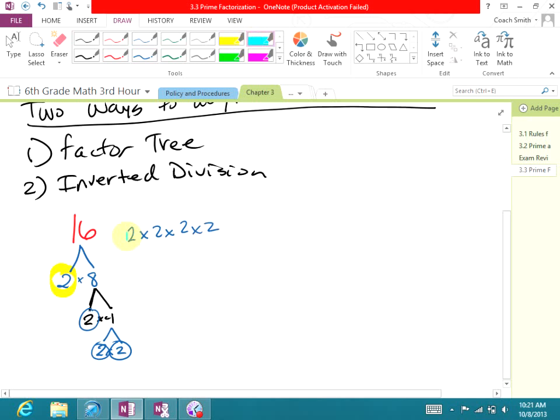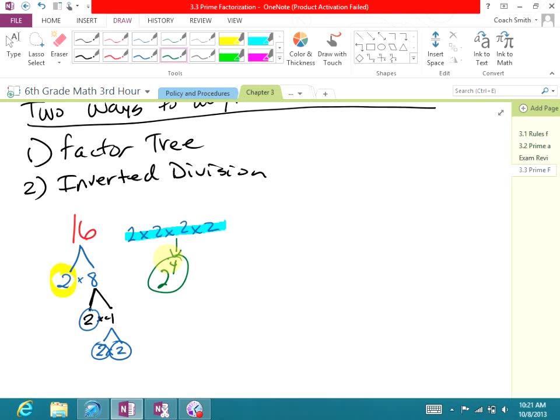Now, I'm going to take that and list it as 2 to the 4th power. Okay? So your answer to that is 2 to the 4th power. Yes, Lee. So it would be all the prime numbers? It is the prime numbers that go into 16.